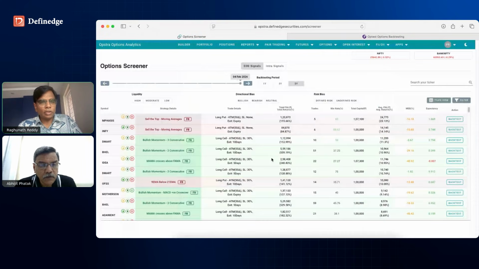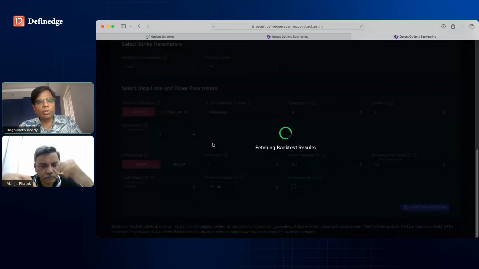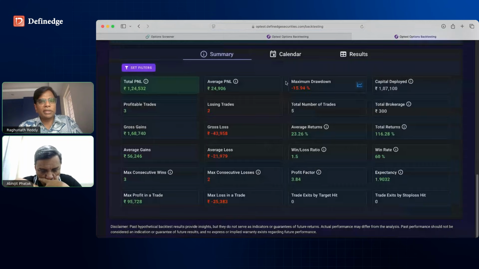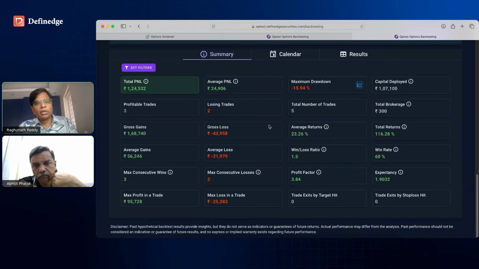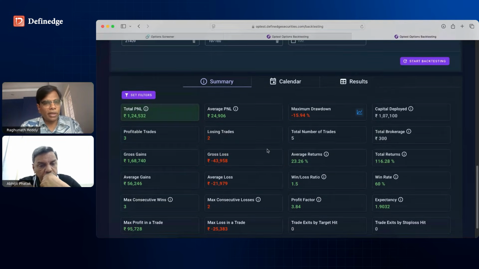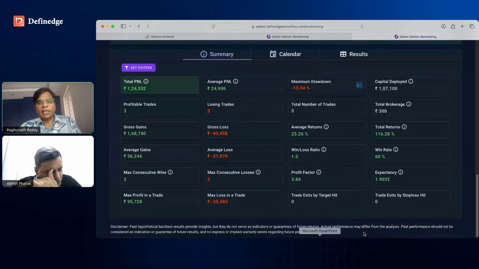Now, before entering, if you want to know the results more, you simply backtest that. You click on backtest, and it will bring you to our OPSTRA backtesting platform. If you have a pro account in OPSTRA, you get this as complimentary already, so you don't have to pay anything extra. And it will show you the detailed backtesting of that particular trigger signal.